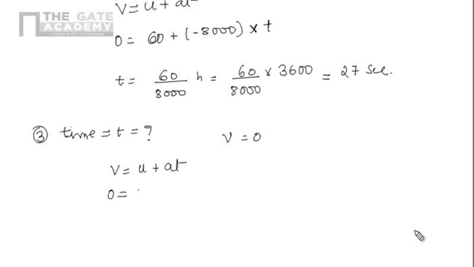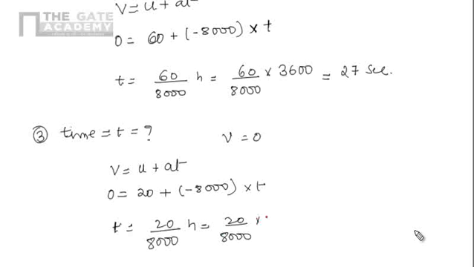So v is 0, here u is 20, plus we know that acceleration is minus 8,000. So t equals 20 by 8,000 hours, and if we want it in seconds then we have to multiply it with 3600, and if we solve it then the answer will come 9 seconds. So by this way we can get the value of time.